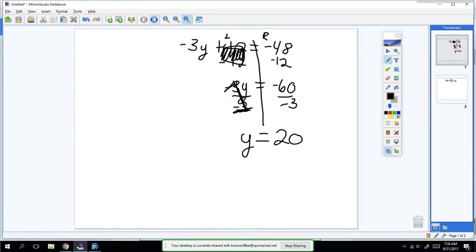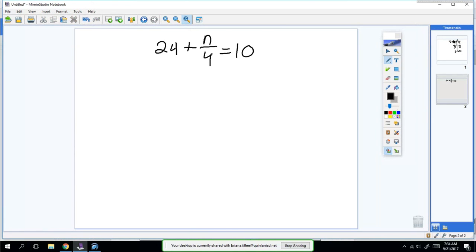This is another type of an equation, one with a division. So again, it's the same idea. You draw a line down your equal sign. I have a left side and a right side. Again, I'm going to look at my left side because it has my variable, my n, and the number that's further away from my n is 24. Okay, well, that's a positive 24. The way I get rid of positive 24 is by subtracting 24 from both sides.